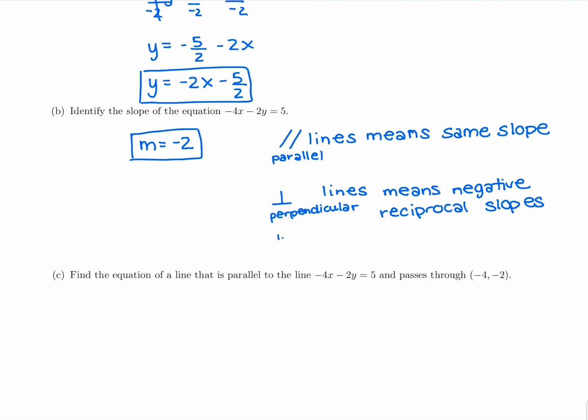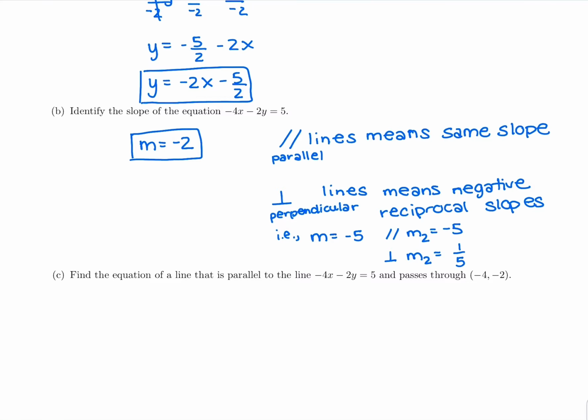So just a random example. If your original slope is negative 5, to be parallel to that, your second slope would also have to be negative 5. But to be perpendicular to that, the second slope would have to be the negative reciprocal. So we'd flip 5 to be 1 over 5, and we would make the negative a positive. So you do the opposite sign of negative 5, and then flip 5 over 1 to be 1 over 5.